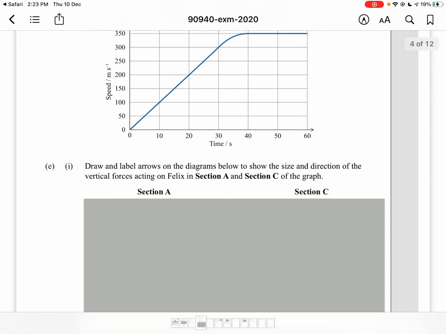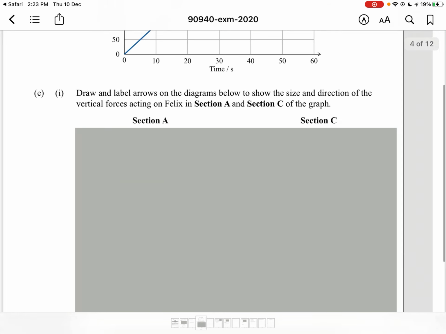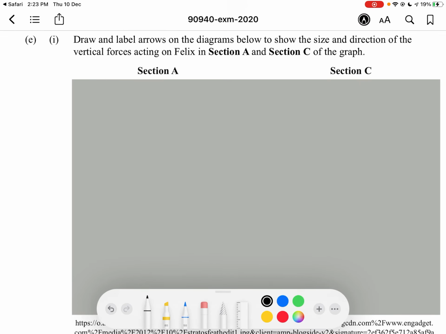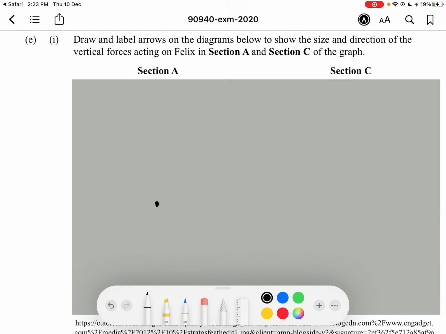That means at section A, there are no vertically upwards forces acting on Felix, and it's only the force of gravity acting on Felix, because only gravity is pulling Felix down, and there's no vertical force pulling him up. Therefore, the net result is that he has an acceleration of 10 meters per second squared downwards. Right now the pictures are blacked out because of copyright, so I just draw this object here that represents Felix.